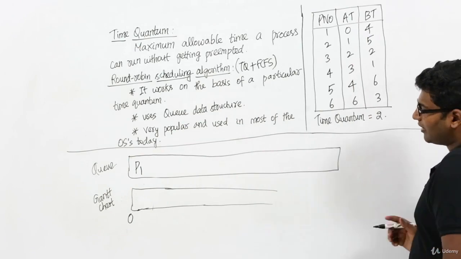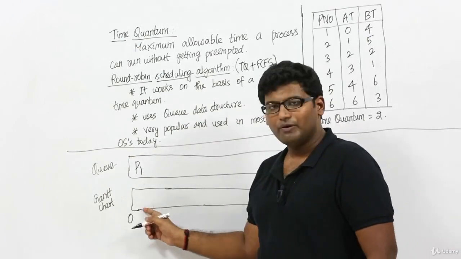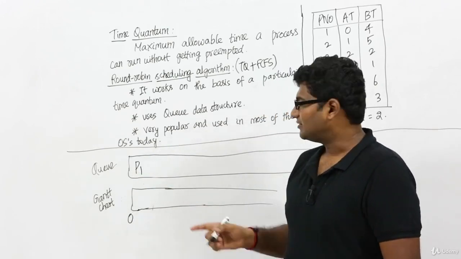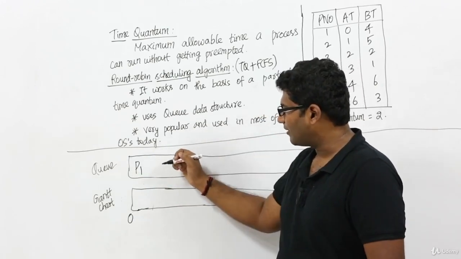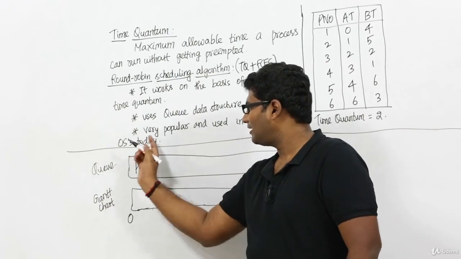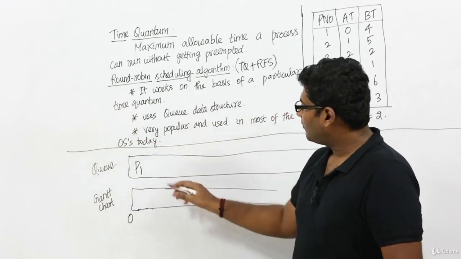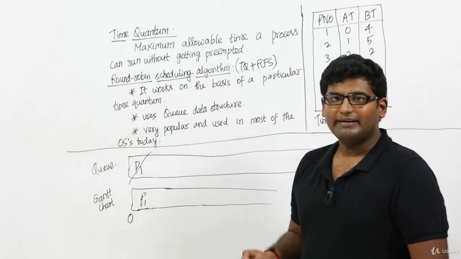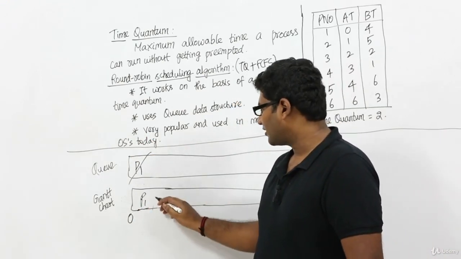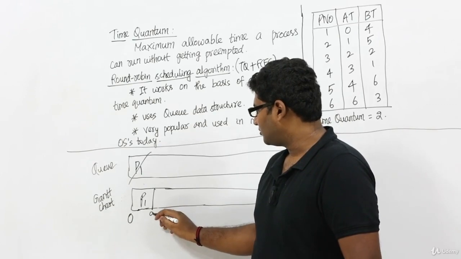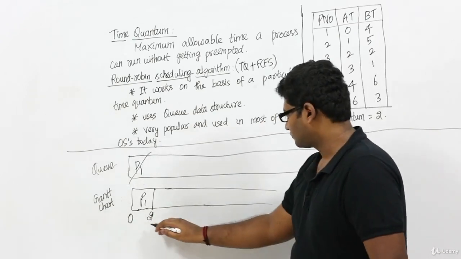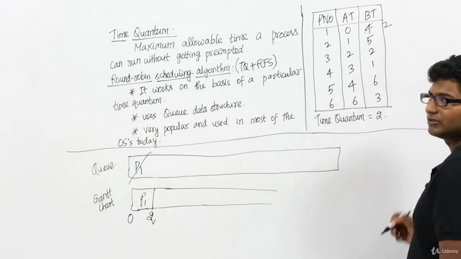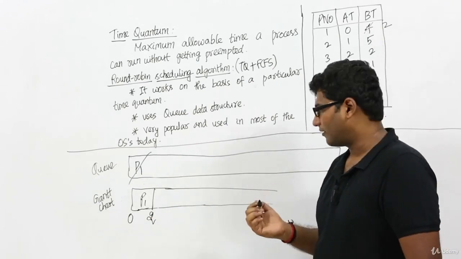Now whenever I want to schedule a process, I need to remove it from the queue. Insertion will happen only at the rear end, whereas deletion will always happen only at the front end. Now P1 will be removed and P1 will be scheduled, and it can run for at most 2 time units. Let us assume it executes till 2. Now this 4 will become 2 because 2 time units have already been executed, right?